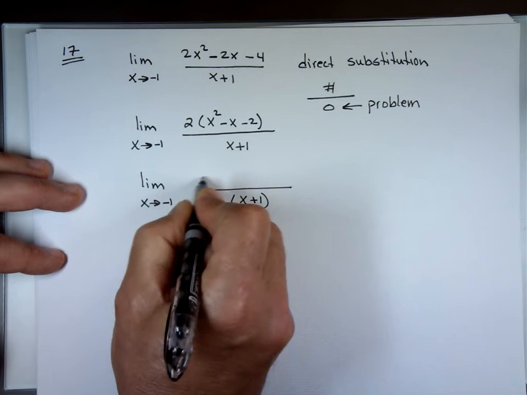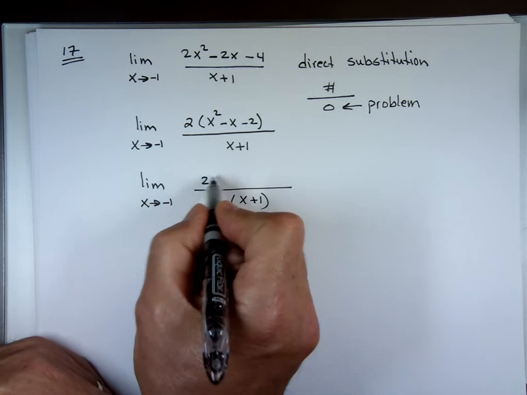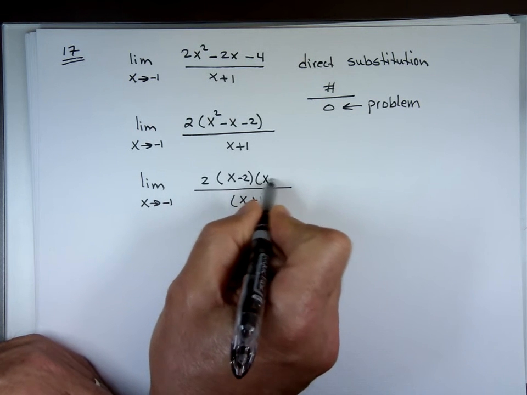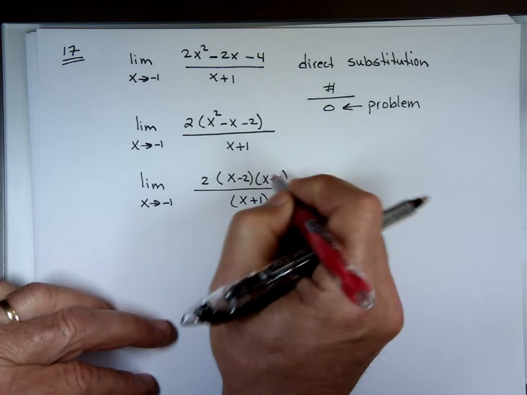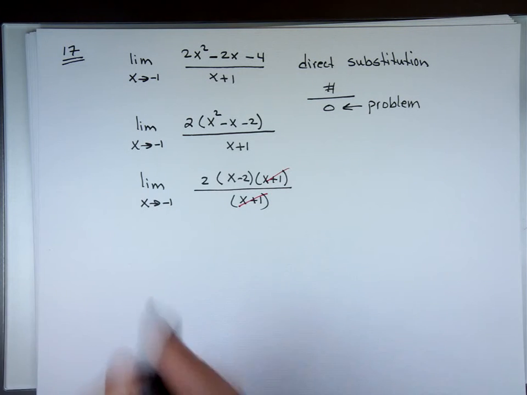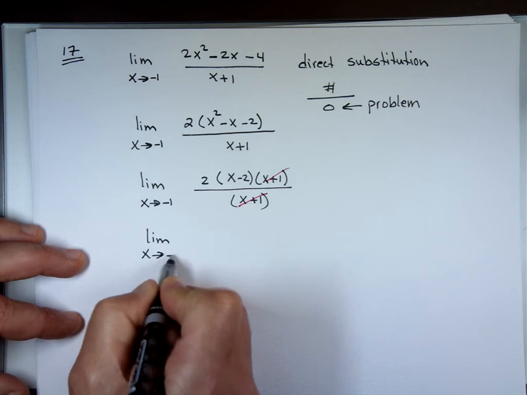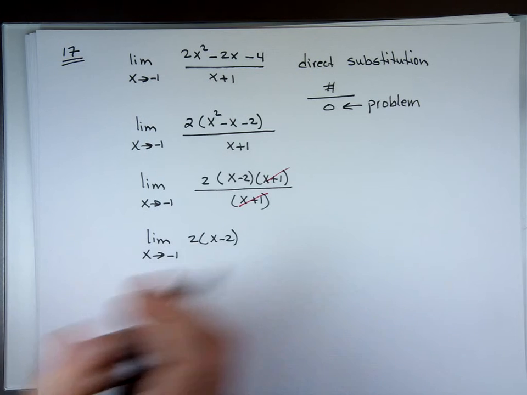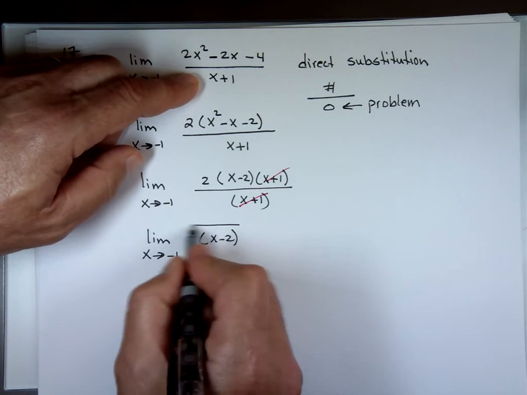The x squared minus x minus 2. There's a good chance one of them is going to be plus 1. Could it be x minus 2, x plus 1? And notice now these two will cancel each other. This will be the limit as x approaches negative 1 of 2 times x minus 2. So this question has two parts. One of them, write the simplified function to this. This is the simplified function of that one.